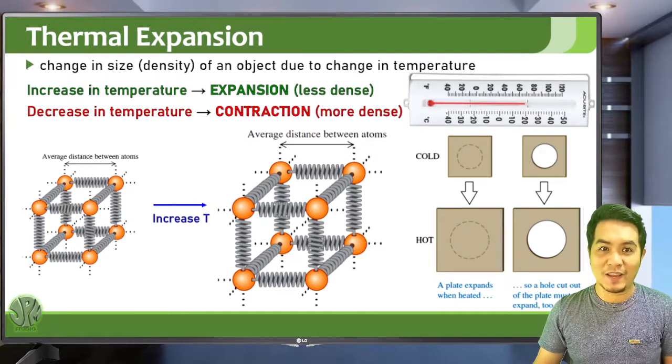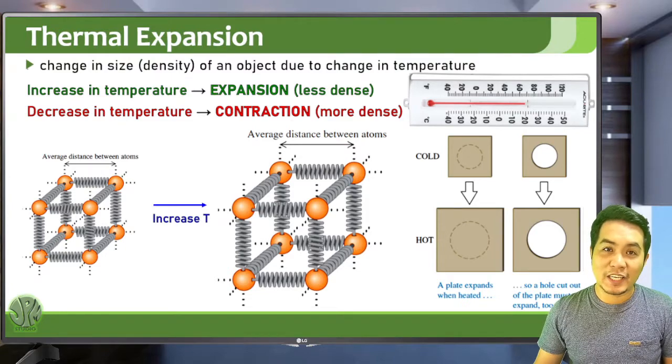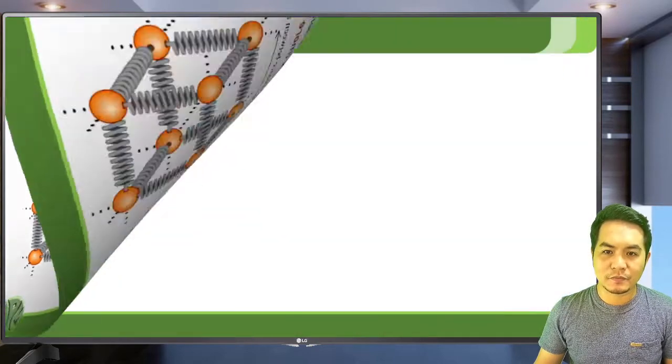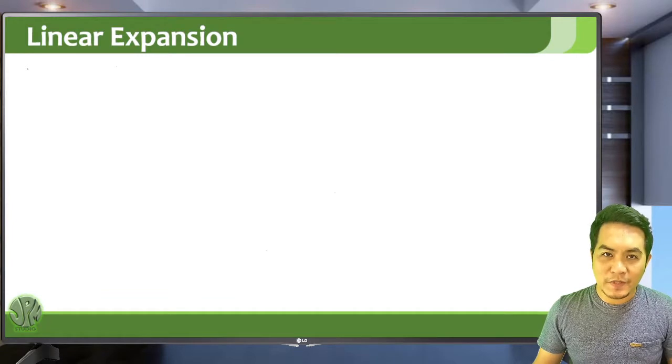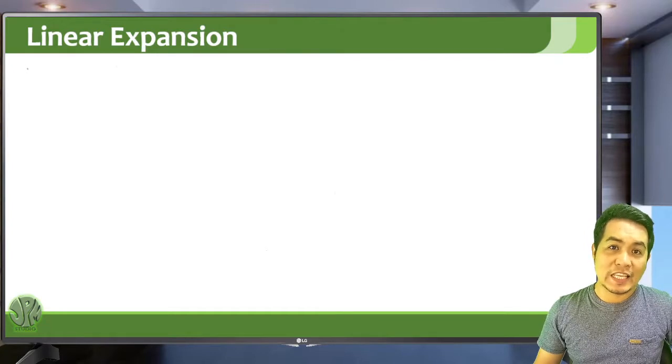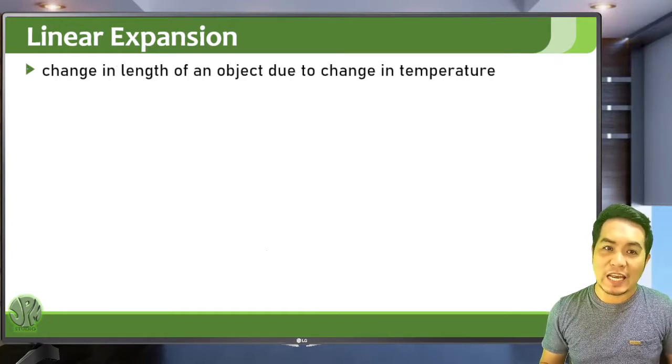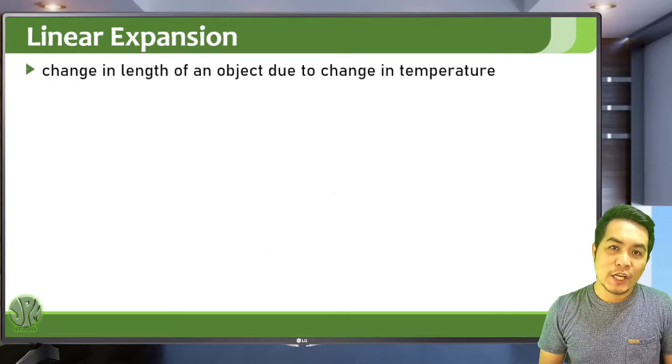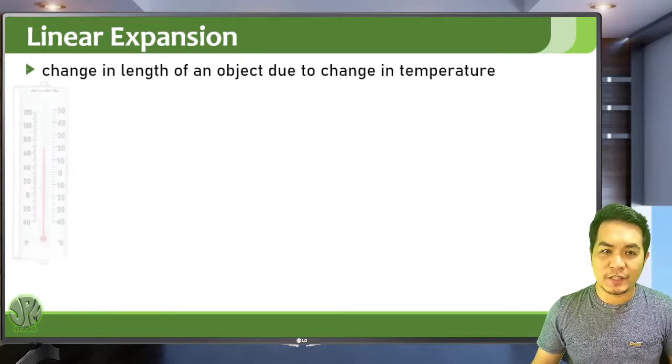That is the normal behavior of objects when you increase or decrease the temperatures. There are two types of thermal expansion, and we will discuss both. We'll start first with linear expansion. This happens when only the length of the object changes due to changes in temperature.